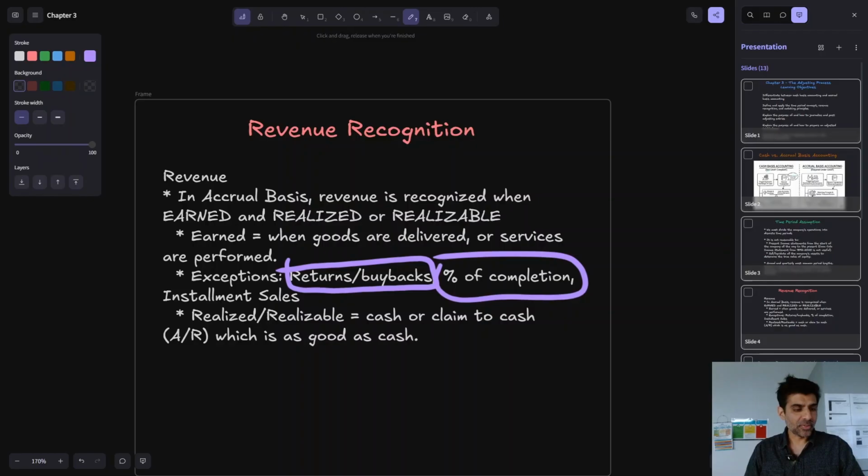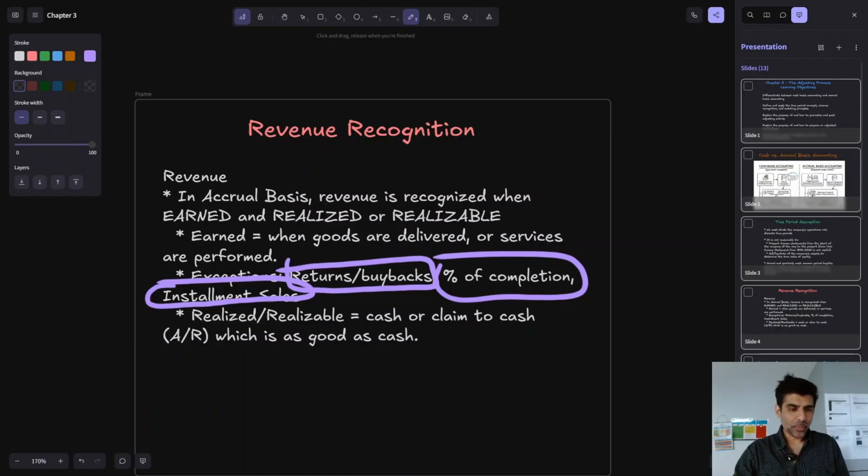And then installment sales, this is like a special case. If you're selling to someone that is not a good credit risk, meaning they're a risky person, under this installment sale treatment, you can only recognize revenue as you receive cash. Okay, so it's kind of like a cash basis exception within GAAP.